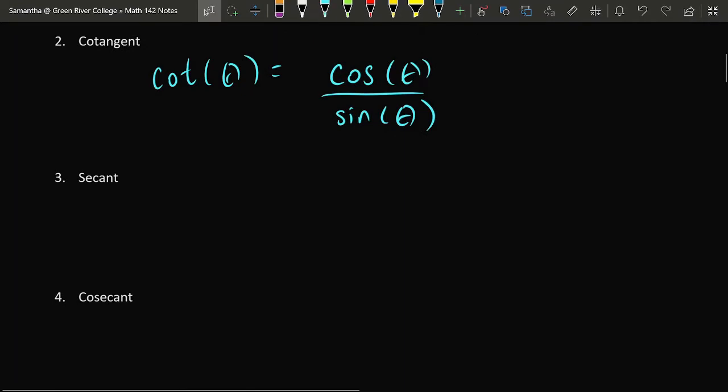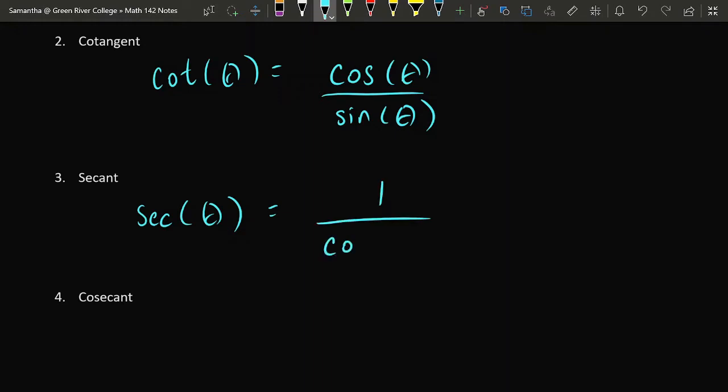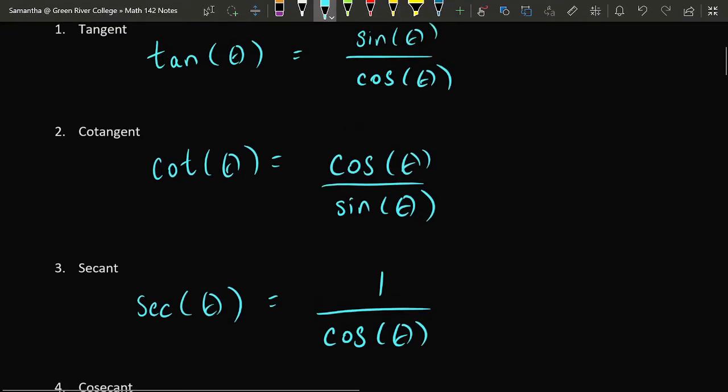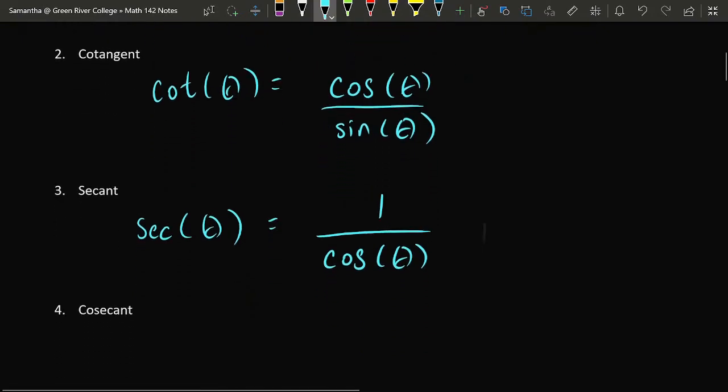Secant. What is the secant function? SEC for short. That is defined by simply putting 1 in the numerator and cosine in the denominator. So it's a bit like tangent, except instead of having a sine in top and a cosine at the bottom, we have a 1 at the top instead of a sine.